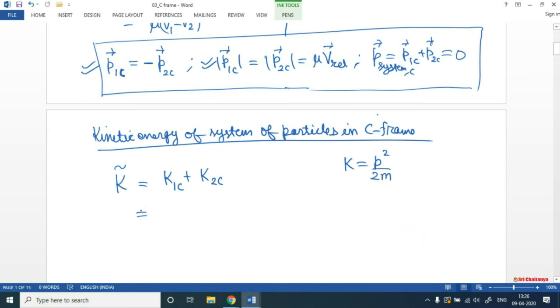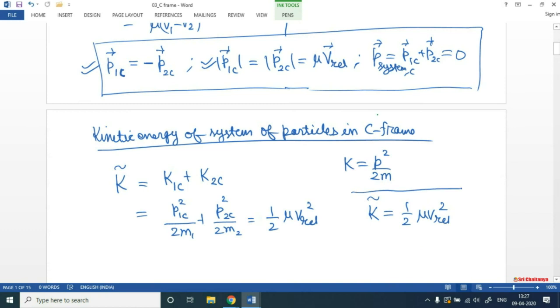So here what we can say, that would be simply P1C square by 2m1 plus P2C square by 2m2. Okay, so solving this relationship, what we will be getting is half mu v relative square, and that is a very important formula. K tilde is equal to half times mu v relative square. That is a very important formula.